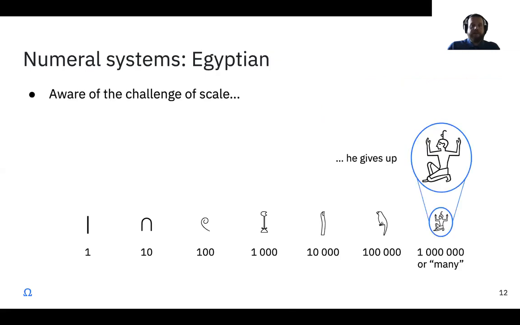What I especially like is that the Egyptian system seems to be aware of the challenge of scale, because the glyph for 1 million or more, or many, is pretty much a guy giving up. And we see that there is some wisdom in that: to this day and age, we have big problems processing data sets that contain a million items or more. So this was quite ahead of its time.